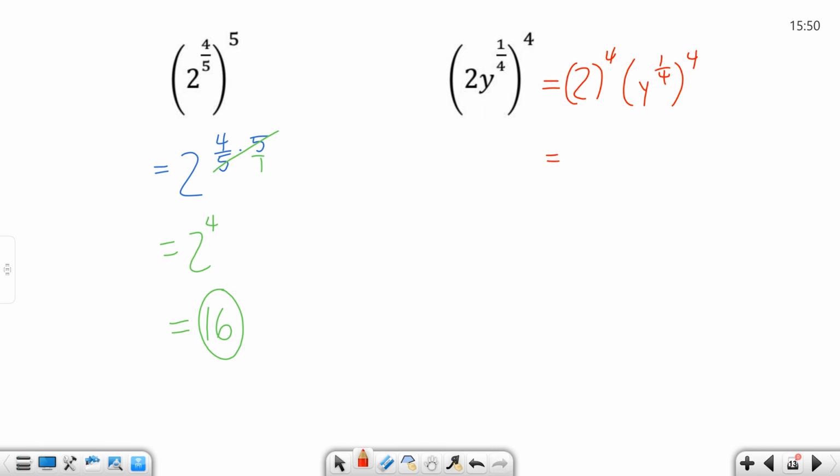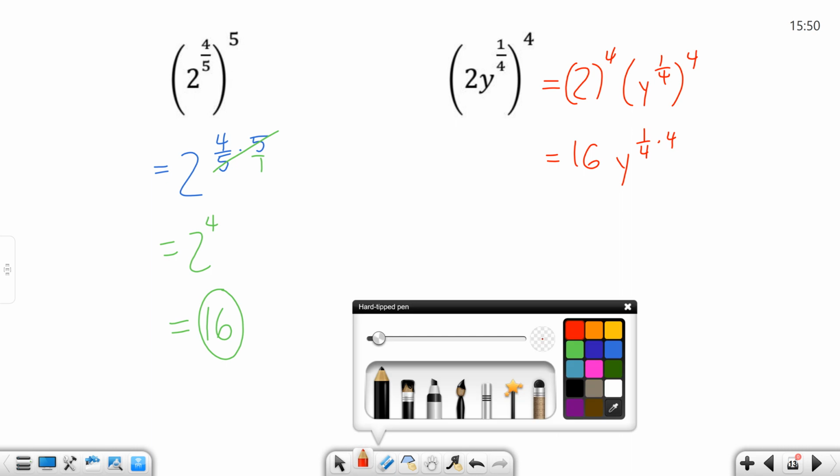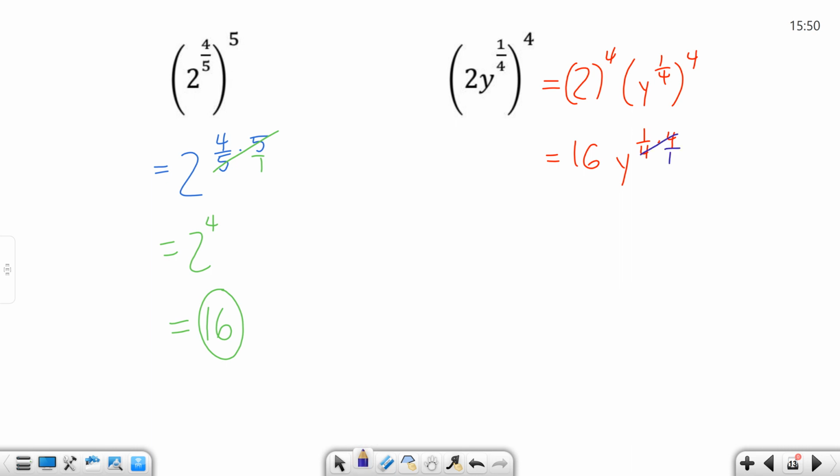So here, 2 to the 4th power is 16, we just saw that. And then here, y to the 1/4 times 4. But wait a minute. This 4 is really over 1. Those divide out, and we're left with 16y, and then 1 over 1 is just 1. So that's just 16y to the 1st power, which is 16y, just good old 16y.